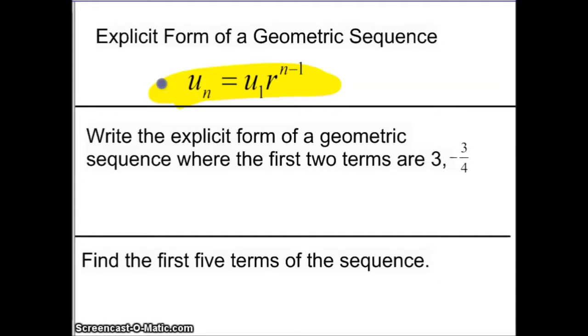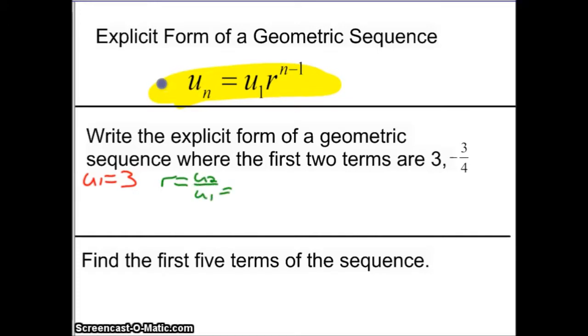So underneath the line, I've got a problem. Write the explicit form of a geometric sequence where the first 2 terms are 3 and -3/4. So there's 2 things I need to know. I need to know my u sub 1, which was given to me. That's 3.